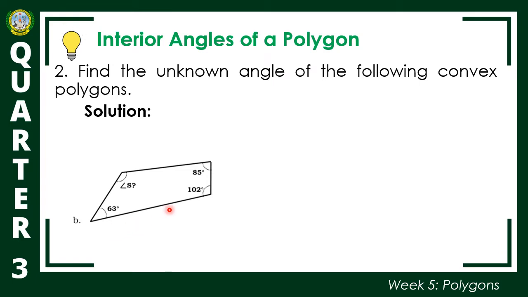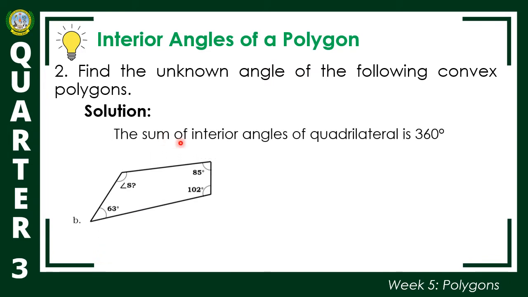So, sa second example po natin, we are given a quadrilateral. And we know that the sum of the interior angles of a quadrilateral is 360 degrees. Okay? So, since 360 po siya, form ulit tayo ng equation natin. I-add natin yung apat na angles. The measure of angle S plus 63 degrees plus 102 degrees plus 85 degrees is equal to 360 degrees.